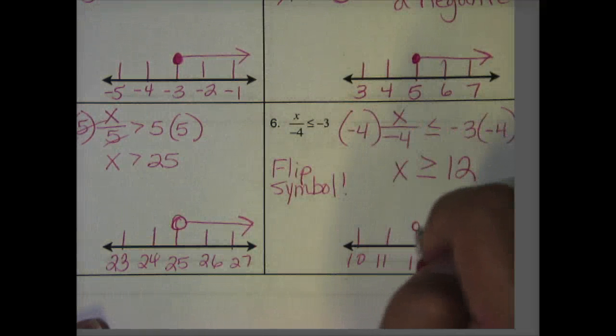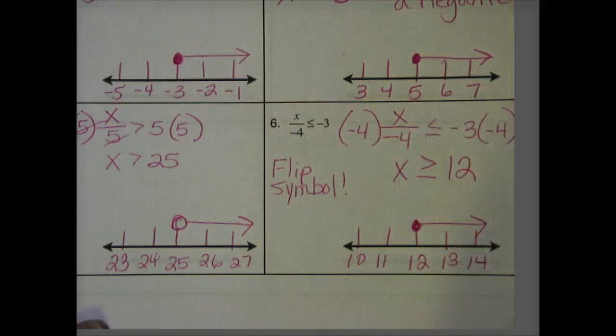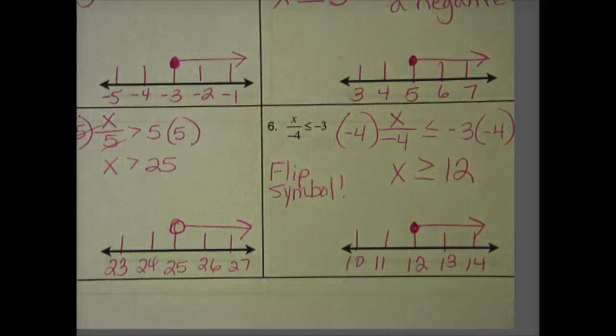Greater than or equal to is a closed circle. Everything to the right of 12 is greater than, so we'll draw our arrow to the right.